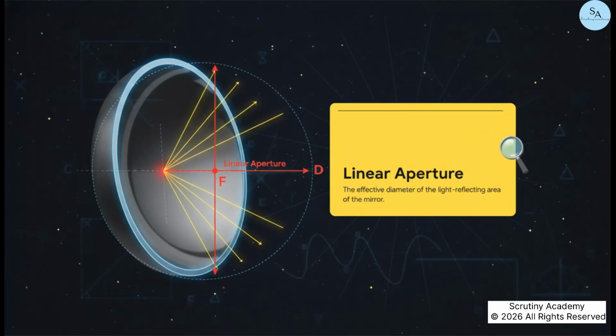Easy. Just one more quick definition here, the linear aperture. Don't let the name scare you. It's literally just the diameter of the mirror's reflective area. It just tells you how big the mirror is, which tells you how much light it can scoop up.